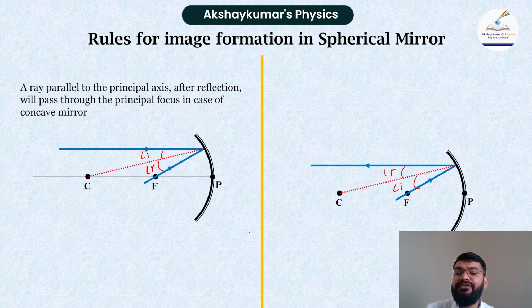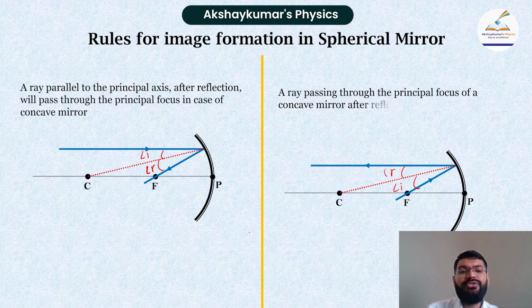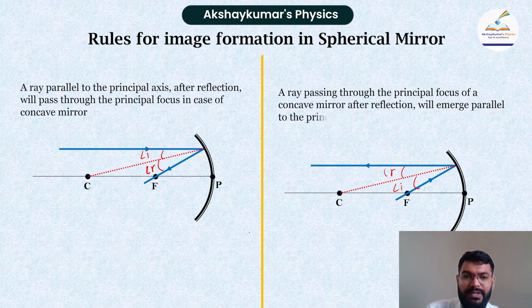If you carefully see the figure, even though the figure is almost same, the arrows are pointing in a different direction and angle of incidence and angle of reflection have interchanged. So when we are writing the second rule in terms of words, वो ऐसा रहेगा. A ray passing through the principal focus of a concave mirror after reflection will emerge parallel to the principal axis.